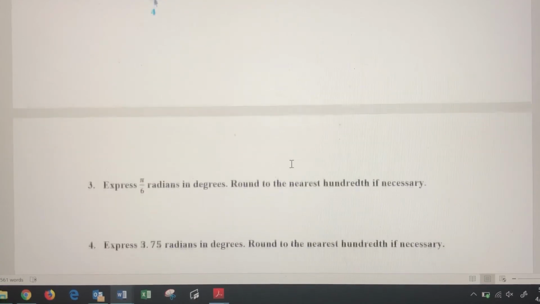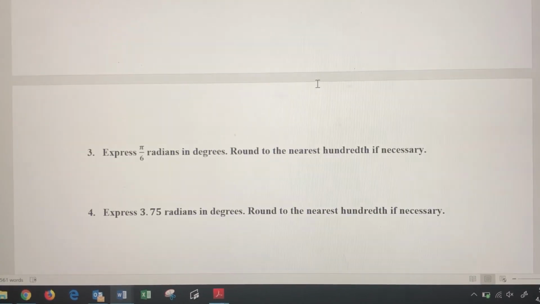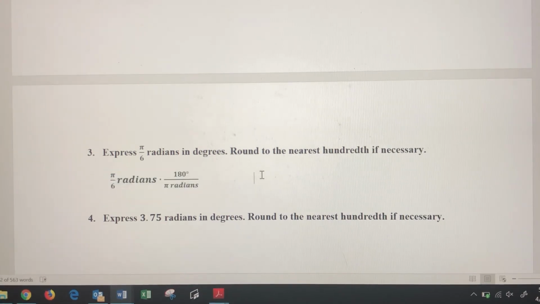Now let's convert from radians to degrees. So pi over 6 in terms of radians, I'm going to use my conversion factor of 180 over pi. I've got pi radians in the numerator and pi radians in the denominator, so those are going to cancel out. What that leaves me with is 180 degrees in the numerator over 6 in the denominator, which easily simplifies to 30 degrees. So pi over 6 radians is equal to 30 degrees.